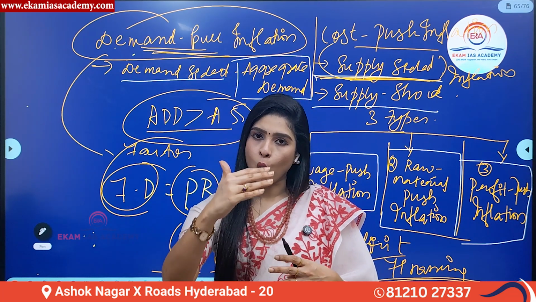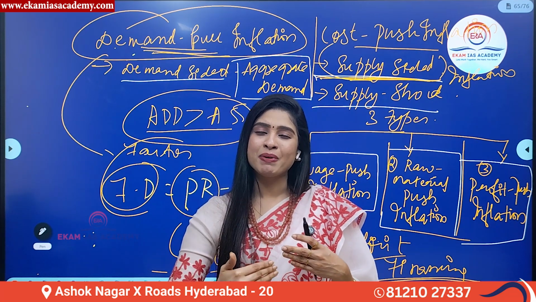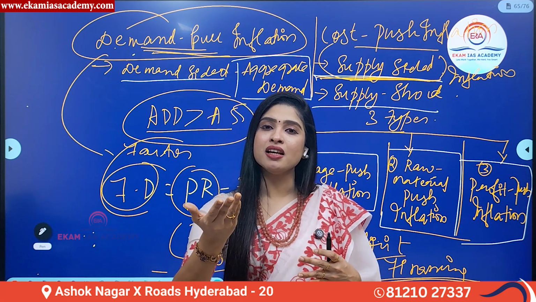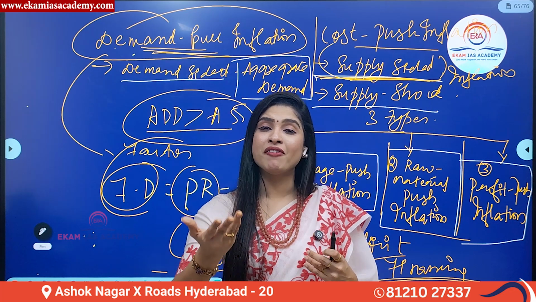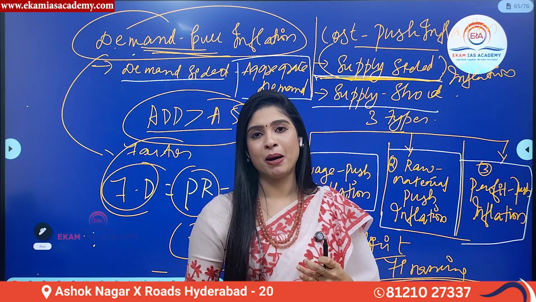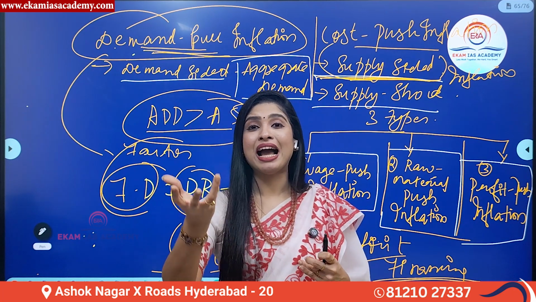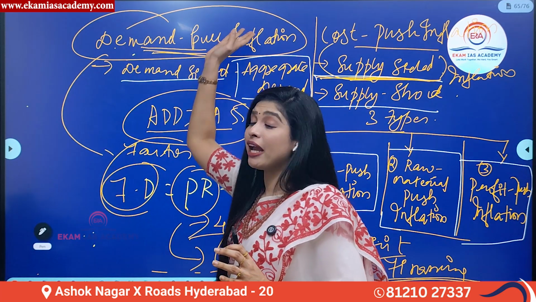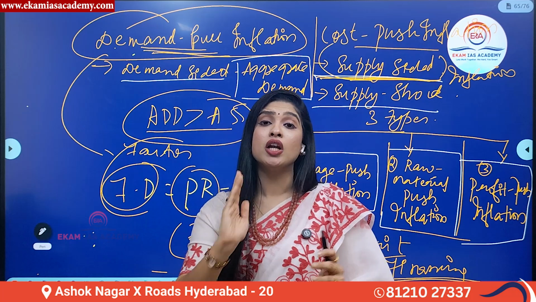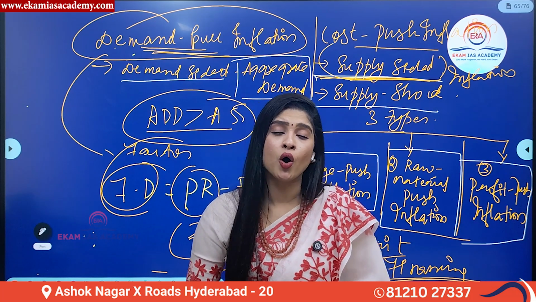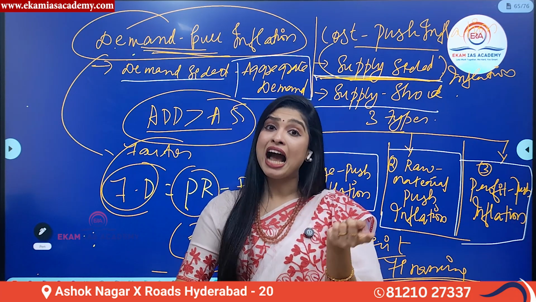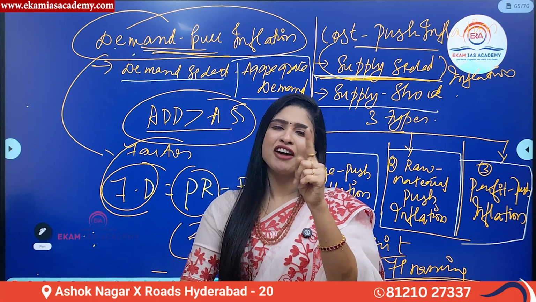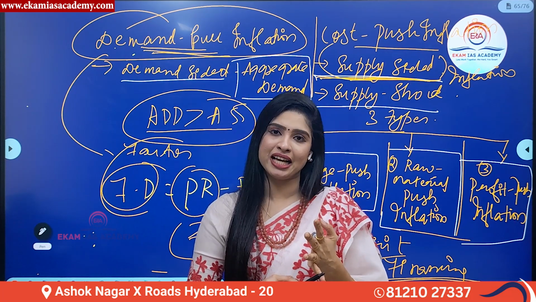But what happened? Over the passage of time, this money supply slowly and gradually led to what? Increase in the PPP, purchasing power parity, in the hands of the general public. Leading to aggregate total demand, creating an inflation called demand pull inflation in simple terms. That's all. This is what you should learn with regard to demand pull inflation.